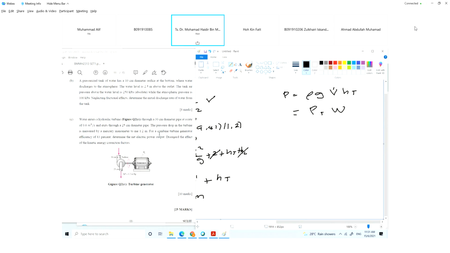But in this question, it said that for a combined turbine generator, the efficiency is 83%. So the efficiency is equal to the electric output over P mechanical. This is the P mechanical. From this equation, you already know the efficiency: 0.83 equals P electric, the one that you are searching for, over the P mechanical, the amount that you calculated here. So you can get the P electric.